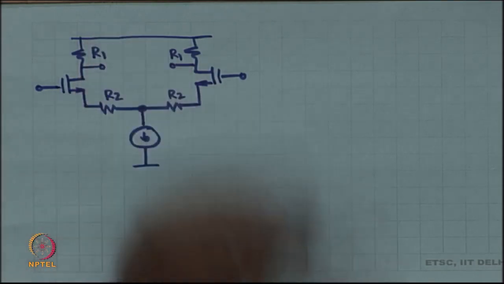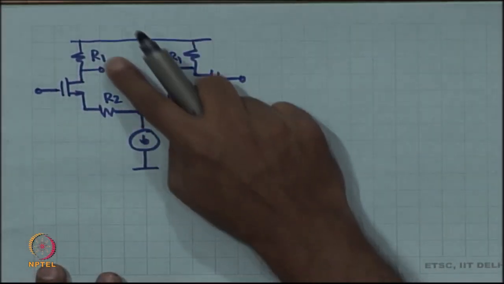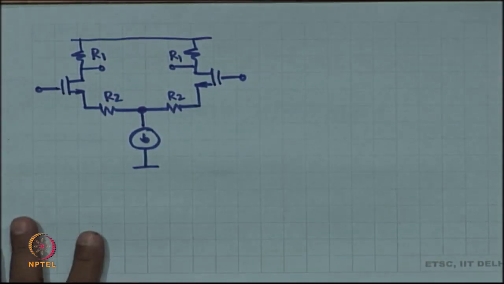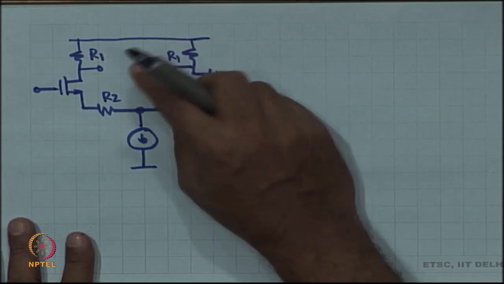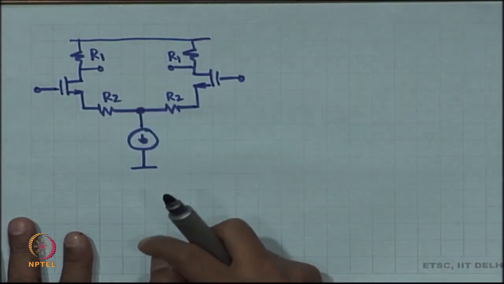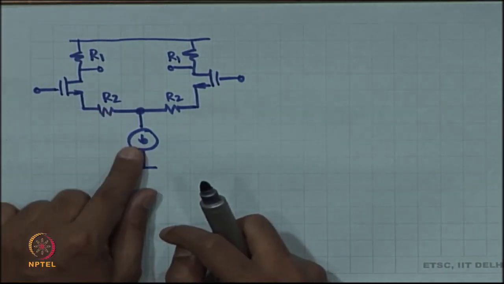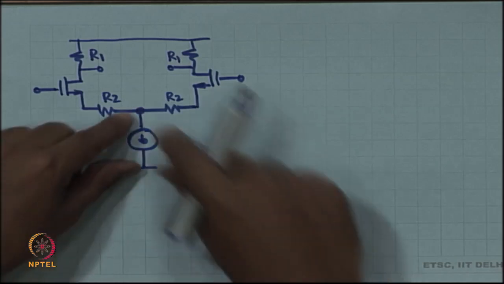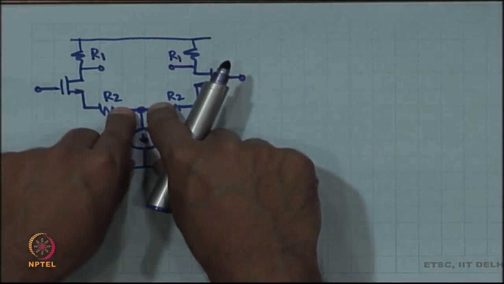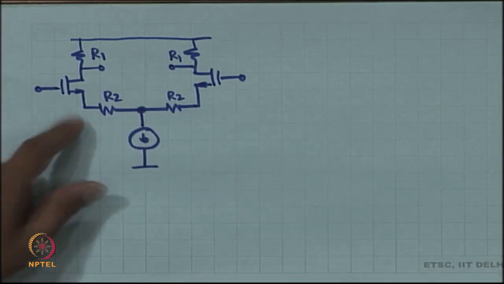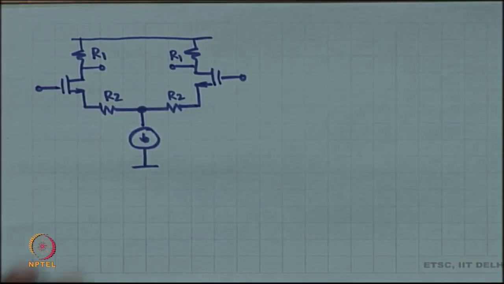So, in this case, the differential mode gain is going to be approximately minus R1 by R2. The common mode gain is going to be approximately minus R1 by R2 in series with R out by 2. Yes, this is going to split up into two pieces, 2 R out and 2 R out, and in between you will cut the wire. So, you will get R2 in series with 2 R out.